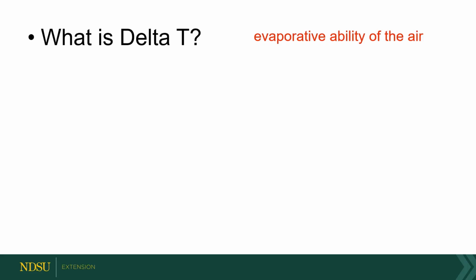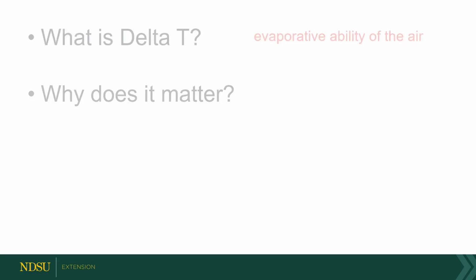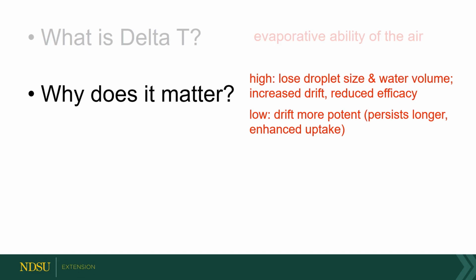So to summarize, what is delta T? It is the evaporative ability of the air. So the higher the delta T, the more evaporative ability of the air. Why does it matter? It matters because if you have a high delta T, a high evaporation condition, you're losing droplet size, you're losing water volume, and that can cause greater drift.